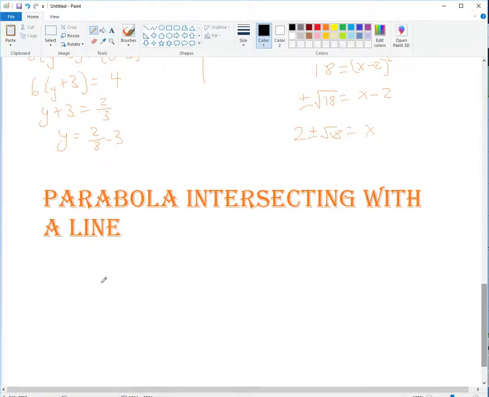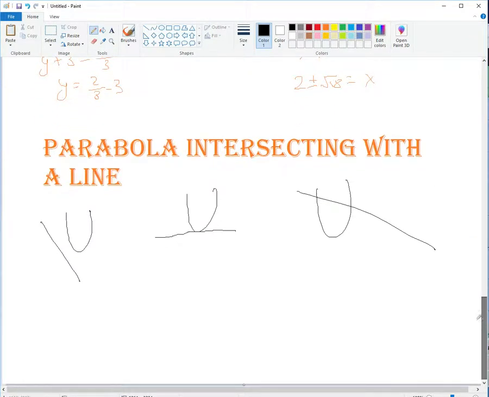well, obviously, how many can we have? Well, we can have a line like this and a parabola like this where we have no intersection point. We can have a parabola like this, a line like this, so we have one intersection point. Or we can have a parabola like this and a line like that where we have two intersection points. So there's three possible answers that we can have.